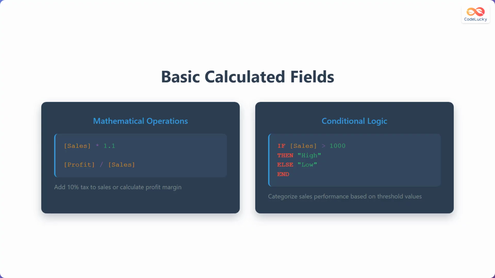Conditional logic using if statements is equally important for categorizing data. For example, you can create a field that labels sales above 1,000 as high and sales below that threshold as low. This type of logic helps in segmenting data for better analysis. When writing these calculations, remember that field names are enclosed in square brackets, and you can combine multiple conditions using logical operators like AND and OR.